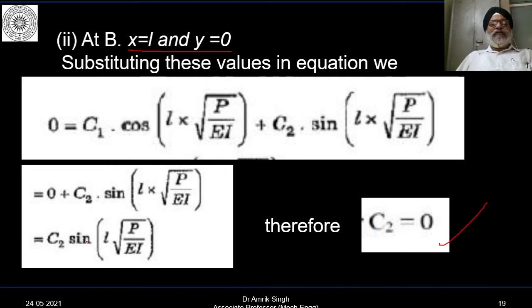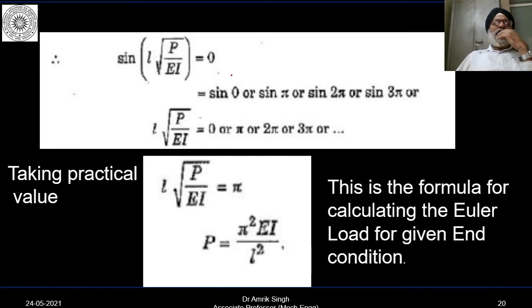This will be equal to sin 0, therefore C2 is equal to 0. So now this sin L into root of P upon EI is 0. So that means sin 0 is 0, also sin pi will be 0, also sin 2 pi will be 0, also sin 3 pi will be 0. So for all these conditions, this quantity can be equal to 0, pi, 2 pi or 3 pi. So the least value is 0.